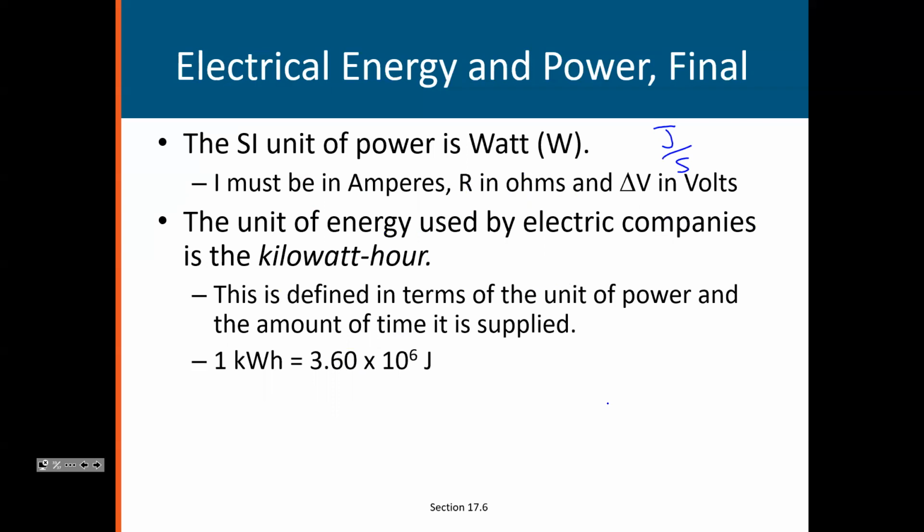And again, we said before also, we have a single name for that, which is watt. Okay, watt. So it is after a person, a scientist, a physicist, and the symbol for watt is W. The SI unit is joule per second, but it has got a single name. Okay, so I must be in amperes and R in ohm and delta V in volts to get the power in watt.